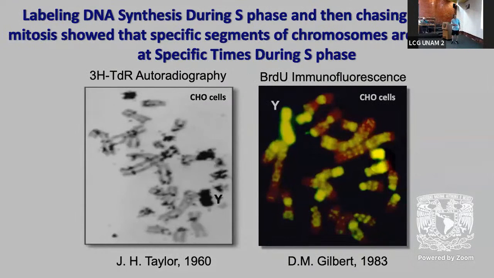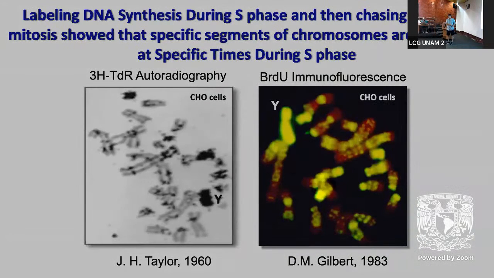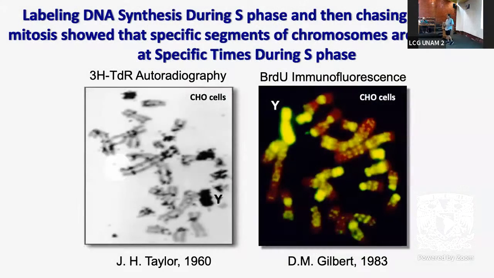And you can see that I could also reproduce these patterns. And if you're looking for an easy one, you see the Y chromosome, it's almost completely replicated within a 10-minute labeling period during S phase. Okay? So the entire Y chromosome is late replicating. So I was able to do literally in a few hours what took J. Herbert Taylor months, because autoradiography and development of tritiated thymidine took that long.